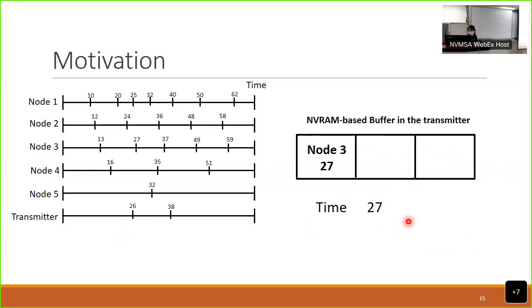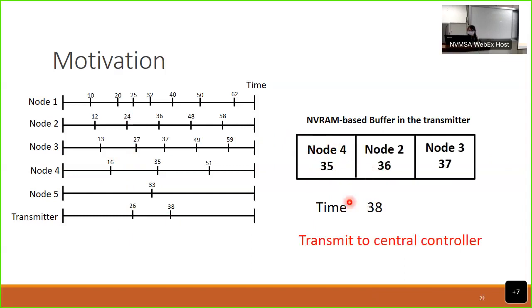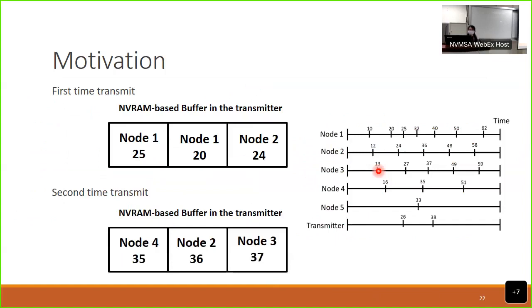And at time 27, node 3 comes to the transmitter, so node 3 can be written in the buffer. After a while, at time 38, the transmitter harvests enough power again, so these 3 nodes will be transmitted to the central controller again. So let's see the first and second transmissions.